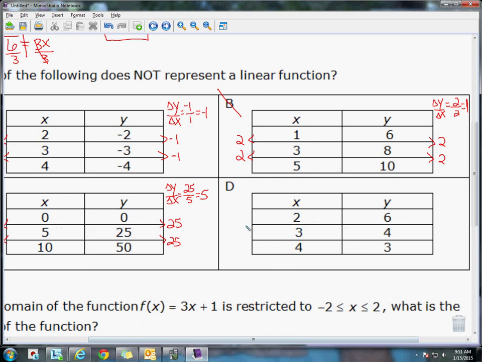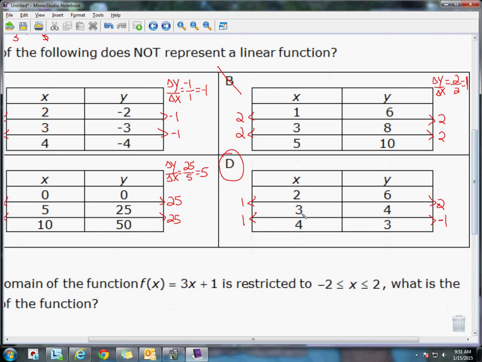Alright, so we're going to work through D. My x is here going up by 1s. My y here, it's going down by 2, so I'm going to put a minus 2. And then it's going down by 1, so I'm going to put a minus 1. You can't do your change in y over change in x because if you did, you're going to get 2 separate answers. Negative 2 divided by 1 is negative 2. Negative 1 divided by 1 is negative 1. So here, this is not a constant rate of change, which means it's not linear, so that will be your answer.